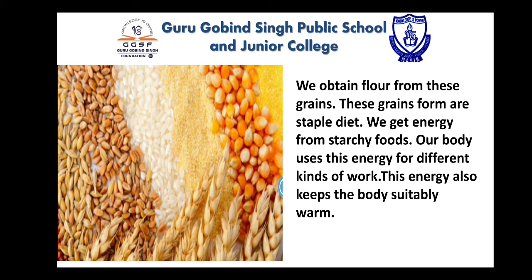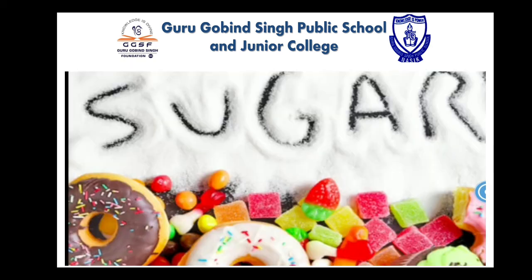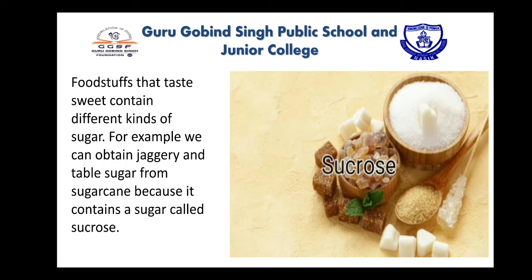So we get energy from starchy foods. Our body uses this energy for different kinds of work. This energy also keeps the body suitably warm. Now let's see about the next constituent of food, that is sugar, or the next type of carbohydrate, that is sugar.